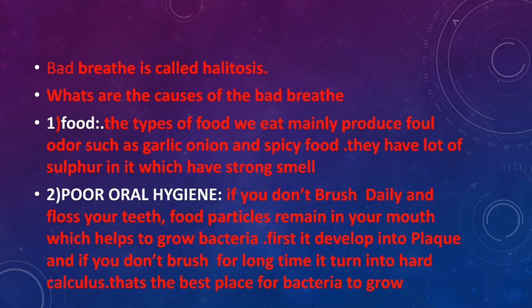The most important cause is the types of food that we eat. The types of food we eat mainly produce bad odor, such as garlic, onion, and spicy food, and they have a lot of sulfur in them, which has a strong smell. So the types of food that we eat determine the types of breath. These sulfur-containing foods have a high tendency of developing into bad breath because when they get metabolized they get into the blood, and this can lead to bad breath.